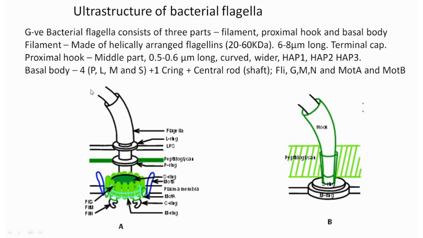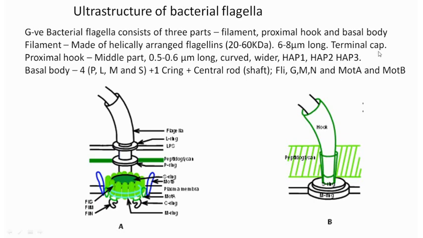The filament is the thinnest part. It comprises a protein called flagellin, which is a 20 to 60 kilodalton protein, and this is the most elongated part of the flagellum, 6 to 8 micrometers. It may be 10 times longer than the cell. There is a terminal cap, and these flagellin proteins are arranged spirally in most cases. Sometimes they may be cylindrical also, and the terminal position is occupied by a protein called HAP3, hook associated protein 3.